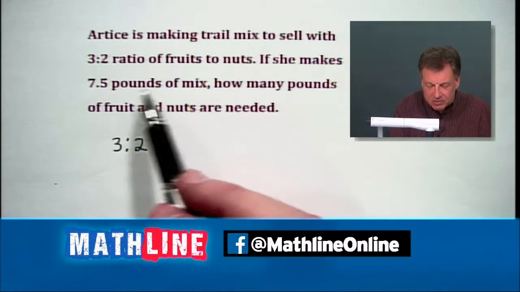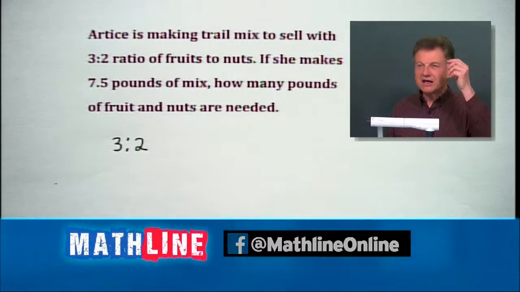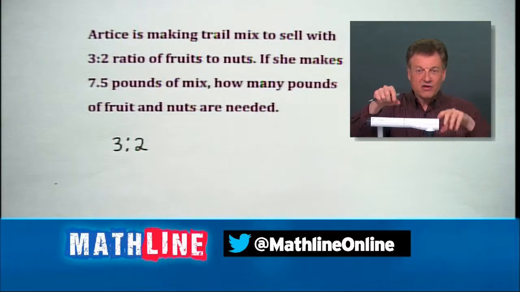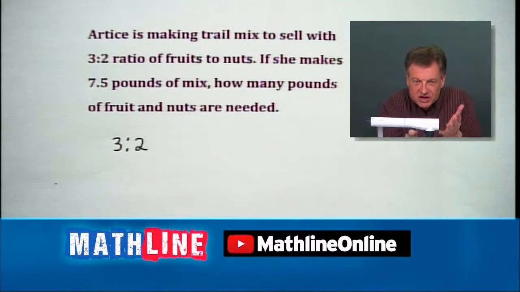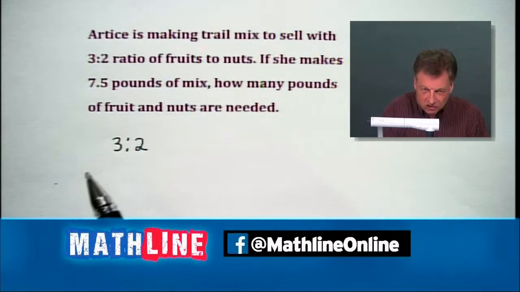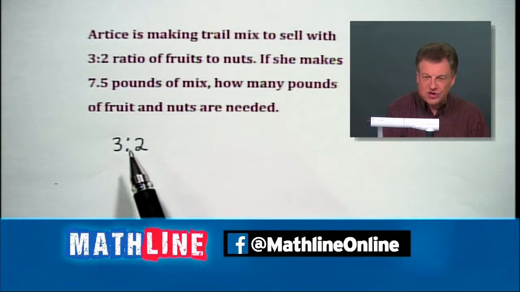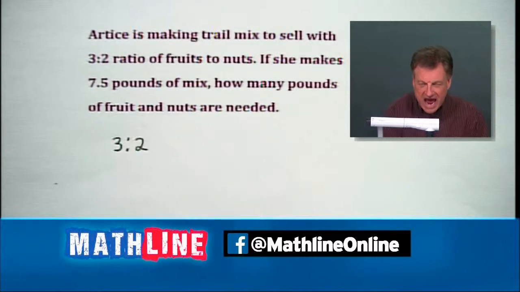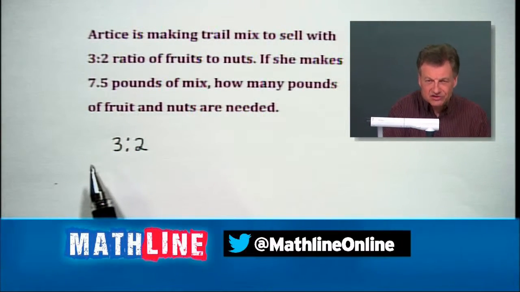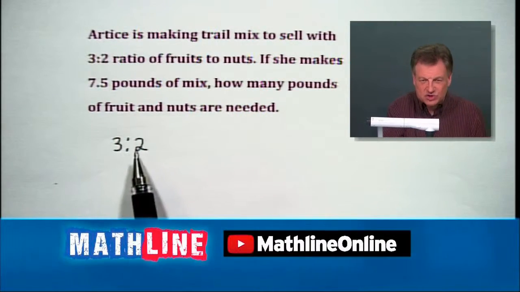She's going to make 7.5 pounds of mix. Now, let's think. We're putting the fruit, we're putting the nuts together, and we're going to come up with this great thing called trail mix. Now, you can tell me, I can tell you, we all know, right? 3 + 2 does not give us 7.5. Ooh, that's a ratio. That's not the exact amount, okay? We're not taking 3 pounds and 2 pounds.